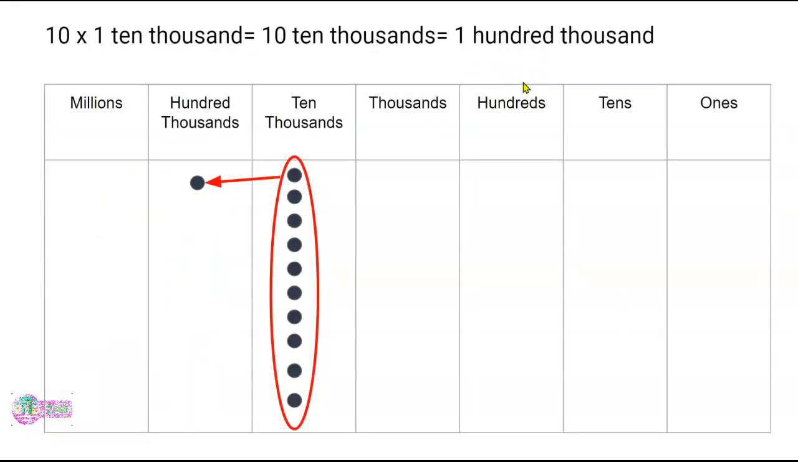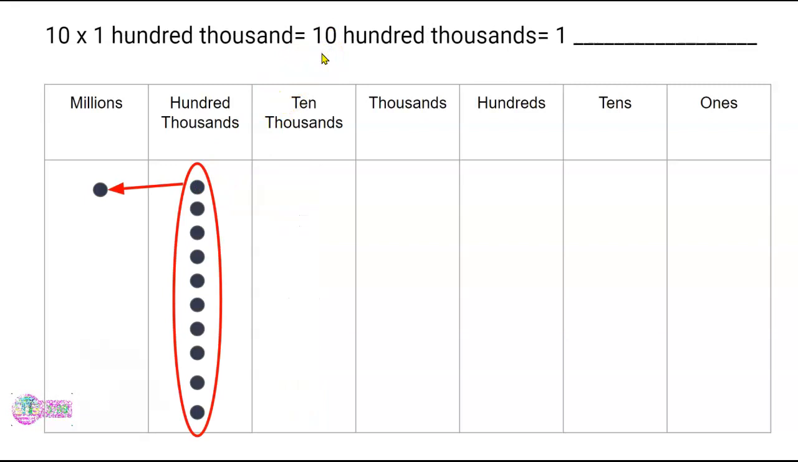Okay, so 10 times 10,000, so this time we're going to go ahead and do our 10,000s. It is going to be equal to 10 10,000s, right? So if we did the same thing we did with our thousands and clumped them together, we would get 100,000.